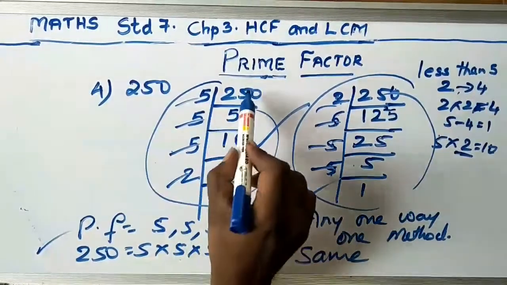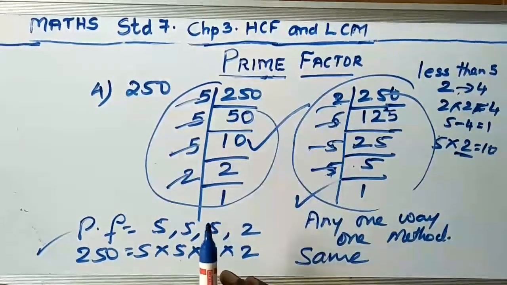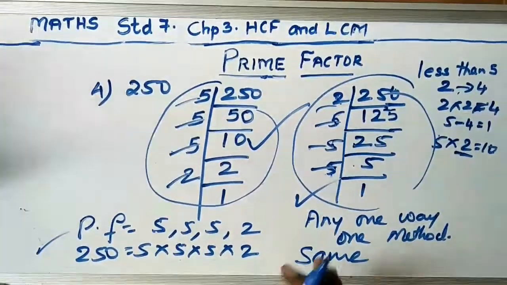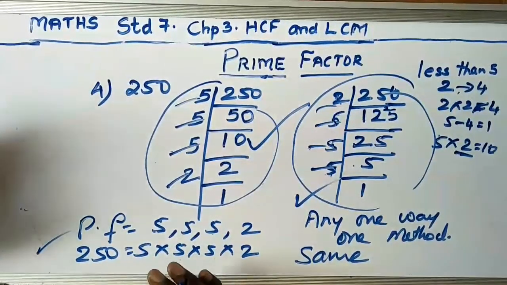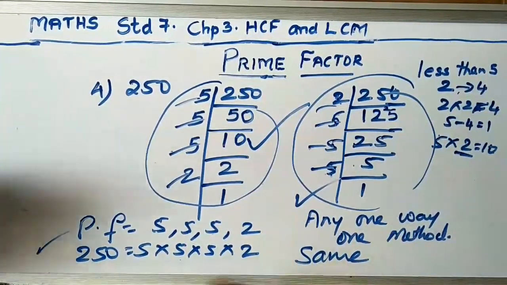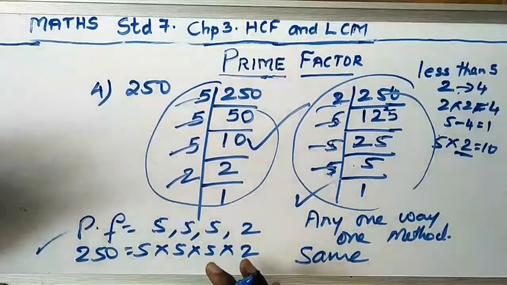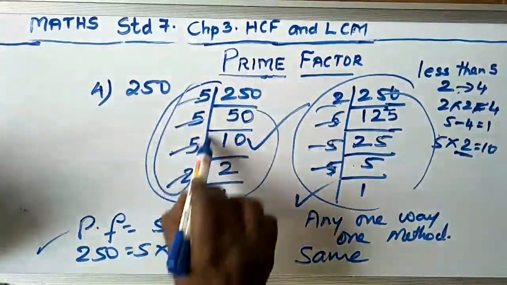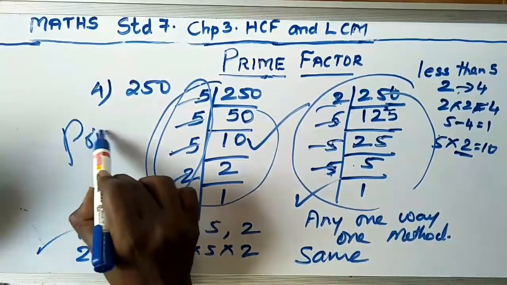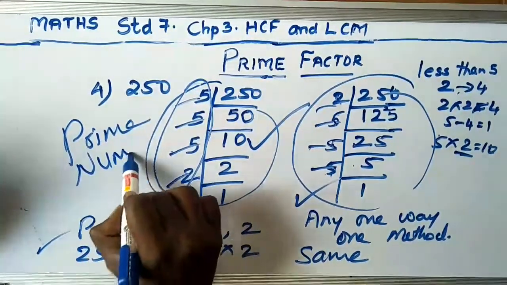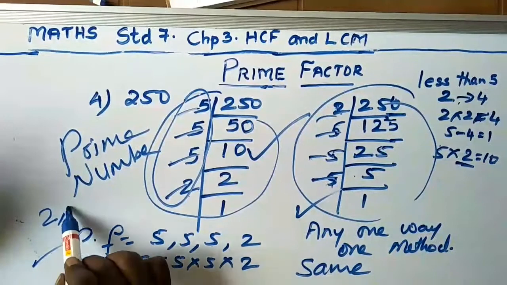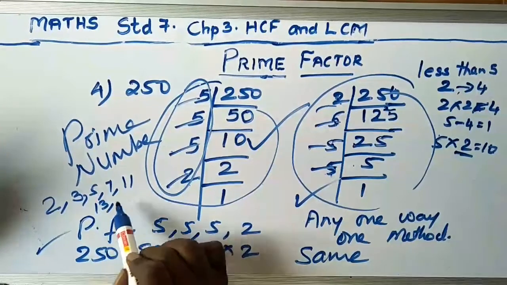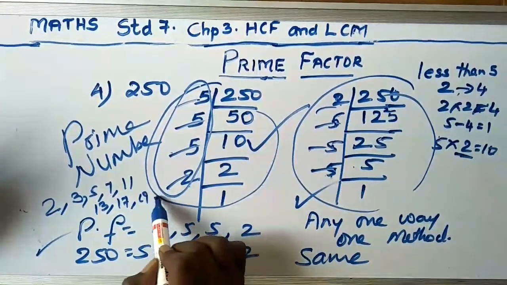Why did I do this method? Because 25 goes in 5 very easily. So try to find an easy method. Whichever you find easy, that method you do. If you find that 5 table is easy for you, do it in 5. If you find that 2 table is easy for you, do it in 2 table. But remember, the number which is written here should be only a prime number. And what are our prime numbers? 2, 3, 5, 7, 11, 13, 17, 19 and so on.